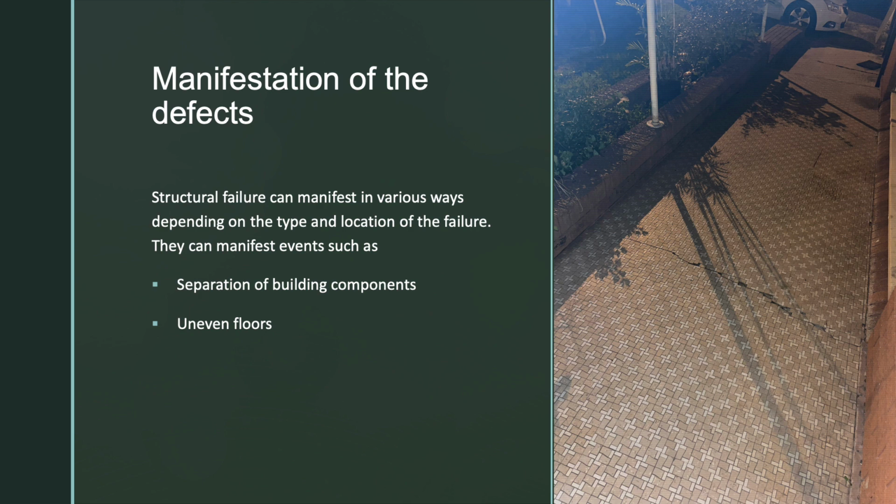Structural failure is manifested in various ways depending on the type and location of the failure. Cracks on the walls are a cause of structural failure as a result of separation of building components due to rainwater infiltrating the foundation, and uneven floors that result from not having a proper drainage system.